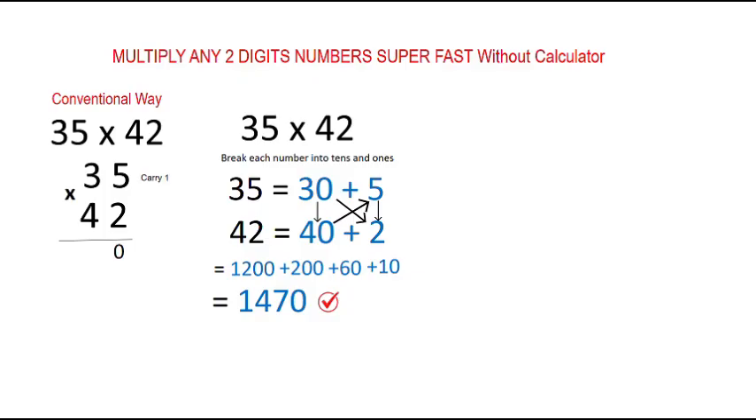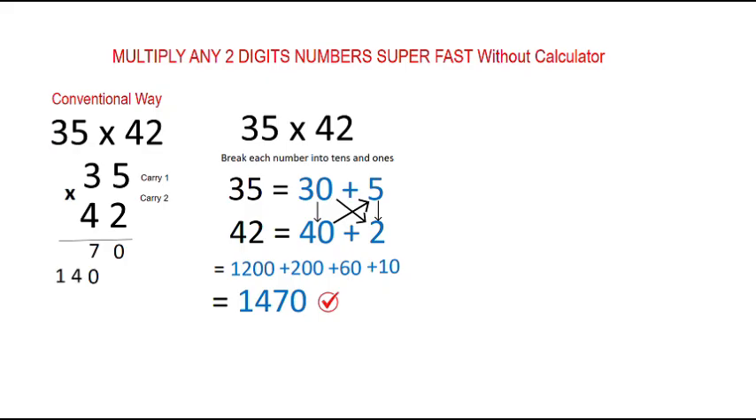Then you say 2 times 3, that will give you 6, plus the one you carried. That makes it 7. Now you say 4 times 5, that gives you 20. You write 0, you carry 2. Then you say 4 times 3, that gives you 12, plus the 2 you carried earlier, that is 14.